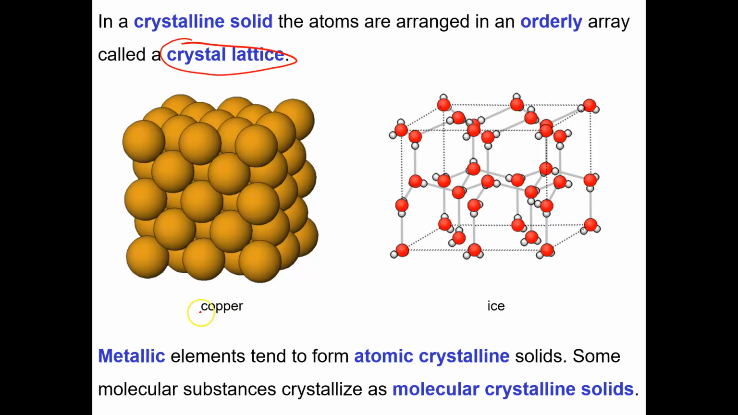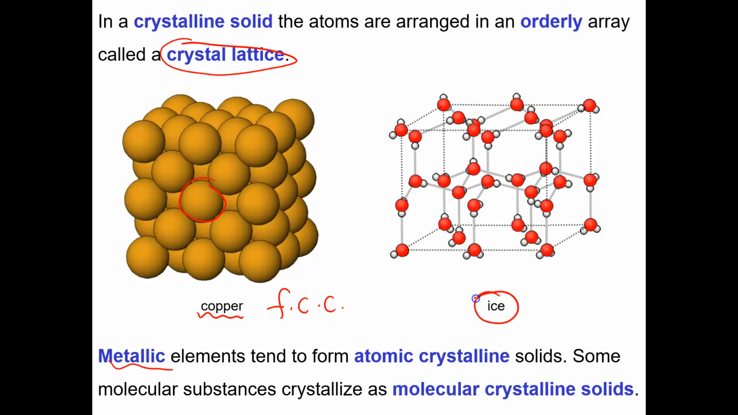So here's an example of the crystal that we see for copper. And what we see is it has copper atoms repeating in a regular pattern. This is actually called the face-centered cubic pattern, and you're going to learn about that in a little while. So copper, like many metallic elements, forms what we call an atomic crystalline solid because it is atoms that are the particle that is repeating in a regular style.